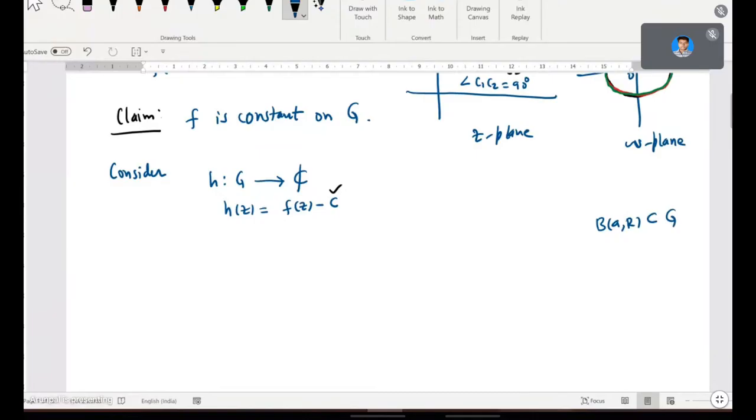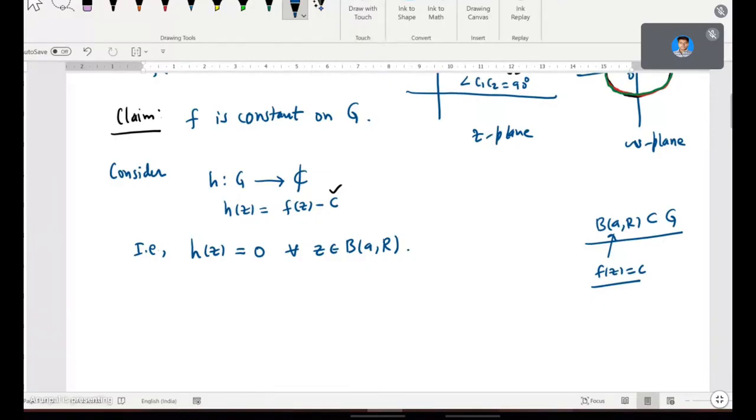Class, don't forget that BAR is contained in G, right? So on BAR, f(z) is same as C, right class? Just now we have established that. So it means that h(z) will be equal to 0 on BAR, that is for all z in BAR. Is this okay?